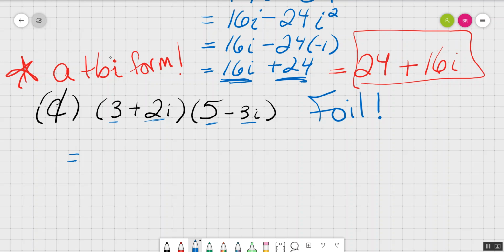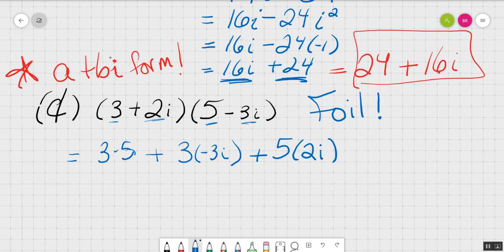So I've got to do my firsts. That'll be 3 times 5. My outers, I always screw this up and do my i before my o. My outers, which will be 3 times negative 3i. I was just overusing parentheses on this so that you don't have as many mistakes. My inners, which would be 5 times 2i. I like to write the stuff without the i's first, just makes it look nicer. And then plus 2i times negative 3i.